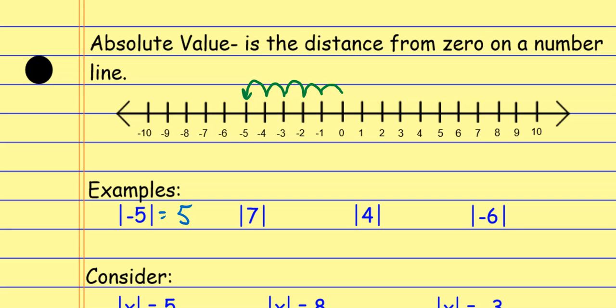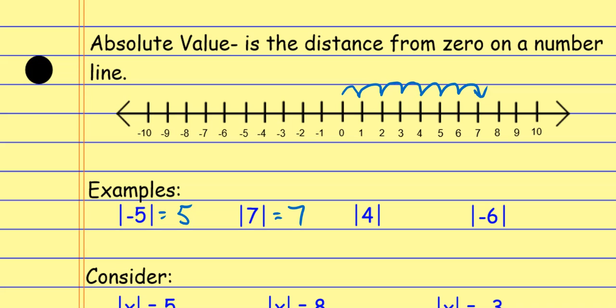If I look at something like the next one, absolute value of 7, well, once again, I just count the distance. So from 0, let's count up to 7. That's 1, 2, 3, 4, 5, 6, 7 units away. All right? And so the absolute value of 7, well, is still 7. Okay? And so the idea here is the absolute value is always going to come out positive because we're always just counting the distance, and distance is always positive.